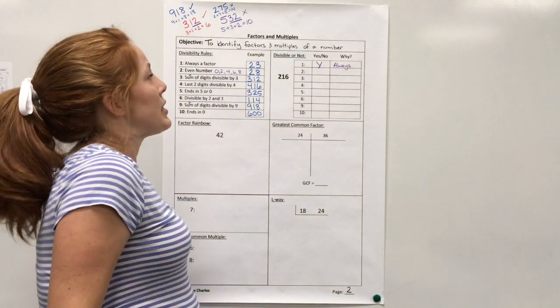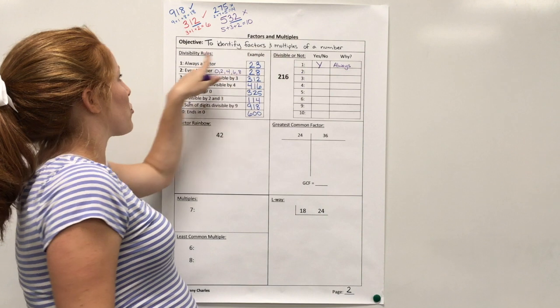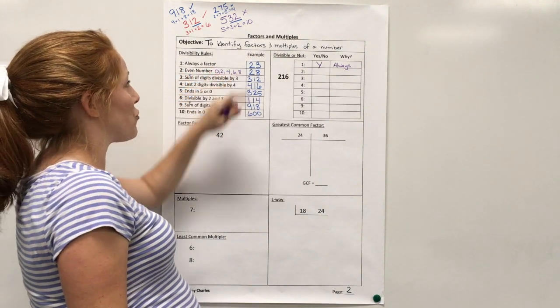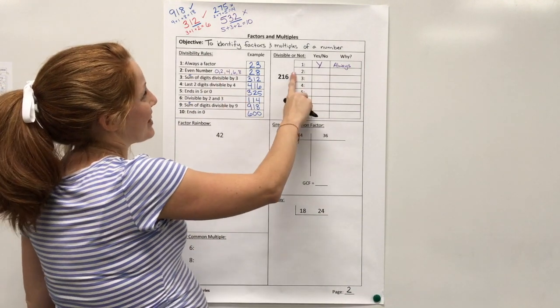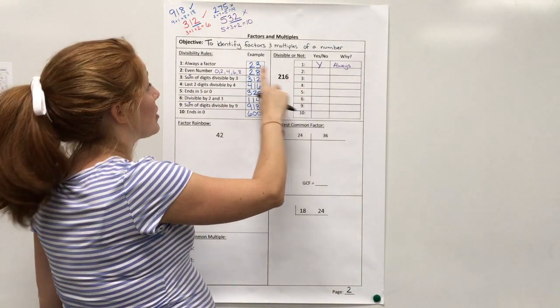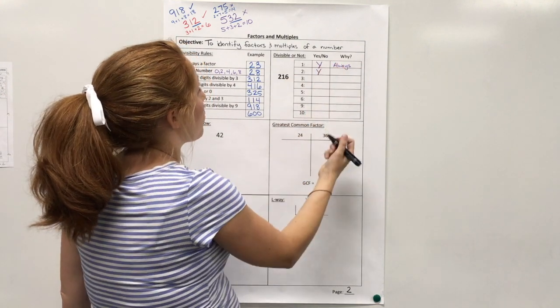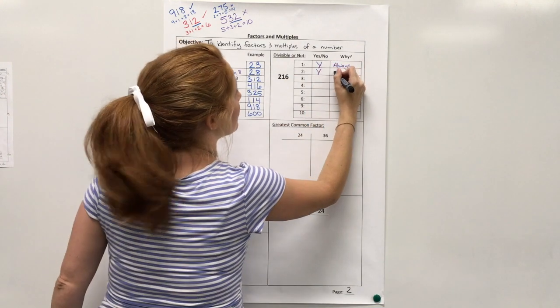Okay? Next, I'm going to check 2. Well, the rule for 2 says it has to be an even number. In other words, it has to end in a 0, 2, 4, 6, or 8. So I look at the very last digit of the number, it's a 6. That's even, so yes. This will work, and why? Because it's even.